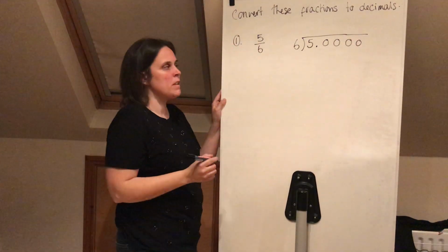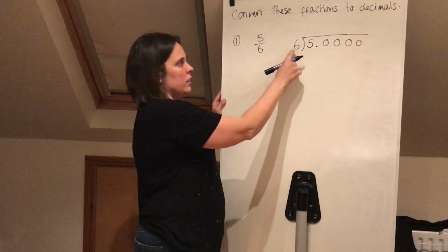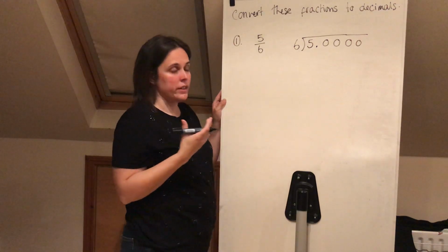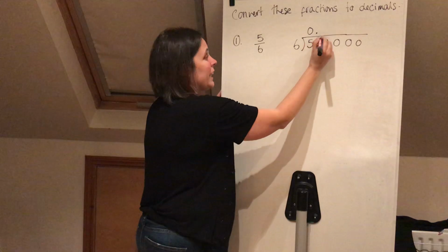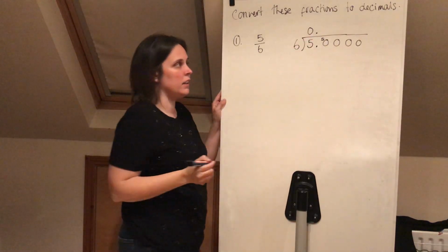Okay? First thing you're going to do is 6 into 5. Obviously that doesn't go, so we're going to put a 0 up here and the decimal point, and we're going to carry the 5 over here.